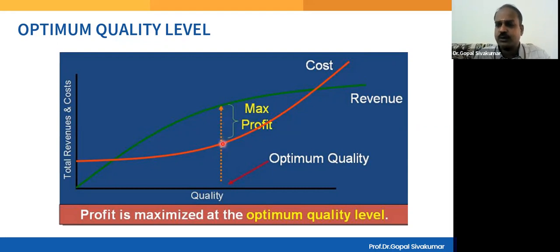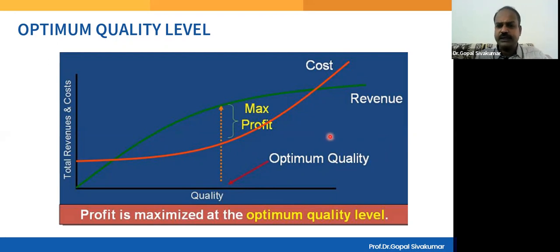And if the cost of poor quality is low, your manufacturing cost will also go down. The point at which your profit is maximized is called the acceptable quality level or optimum quality level. So generally companies maintain their quality at least at the optimum quality level. The optimum quality level is the level where the cost of poor quality is minimized to the possible extent, and then the product becomes acceptable in the market.